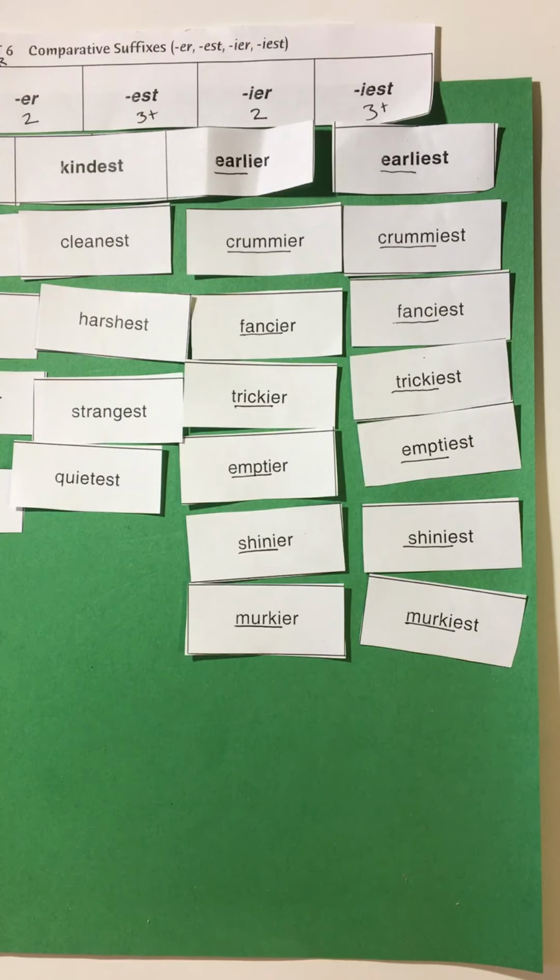Okay, you're going to go do your sort record now. Make sure you write down in there something you actually learned. You can write sort 6 comparative suffixes, but write something about Y changing to I, or ER is for 2 comparings, and EST is when you're comparing 3 or more things. That's what I would like you to be putting in your sort record.